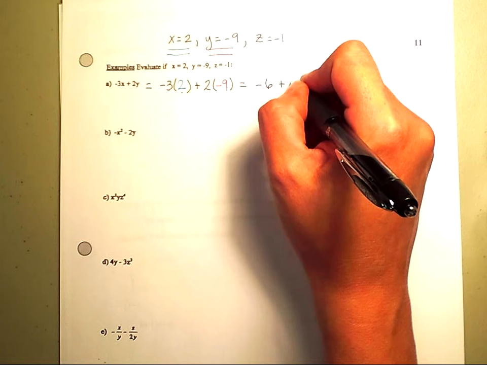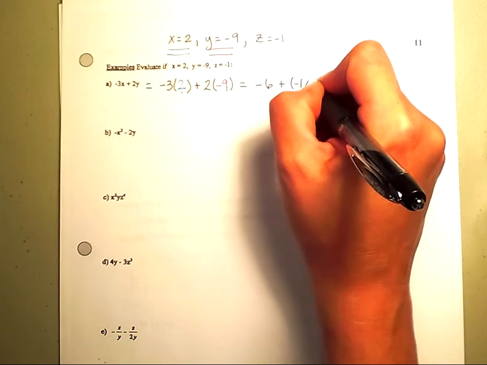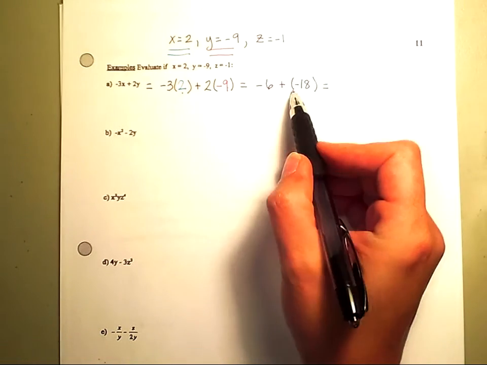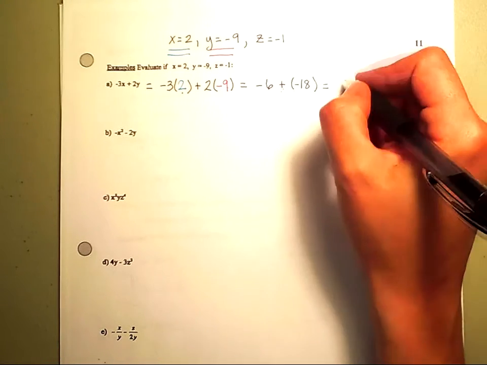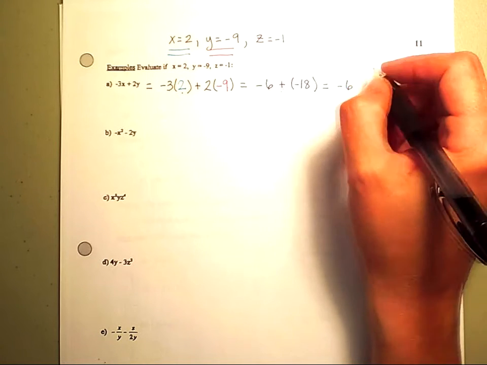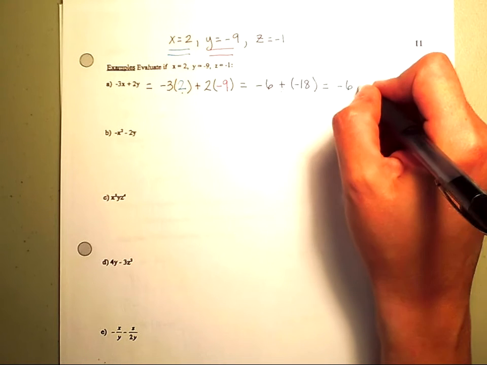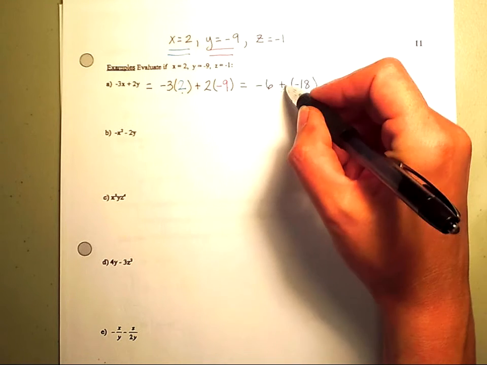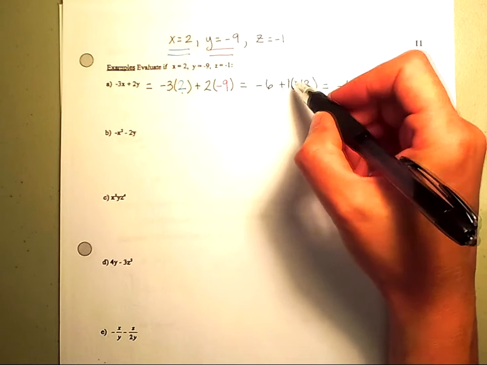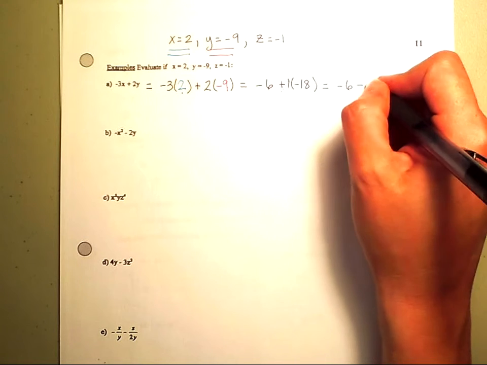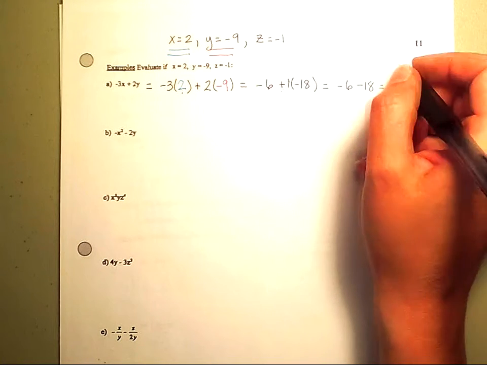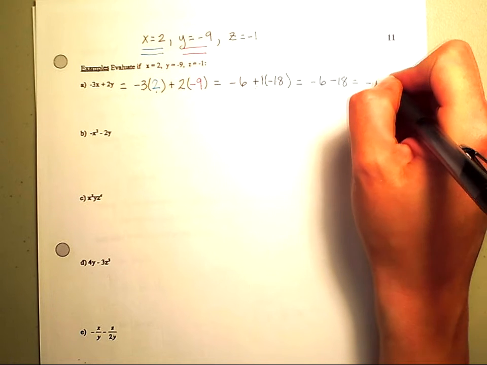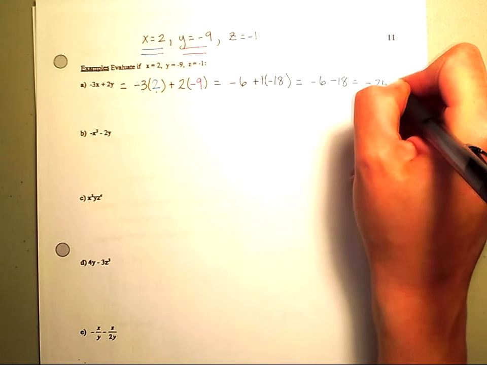9 is negative 18. And then here we want to simplify our signs. If we want to add a negative, that's the same thing as subtracting. You can think there's a positive 1 here, so a positive 1 times a negative 18 is negative 18. And this becomes even more negative, negative 24.